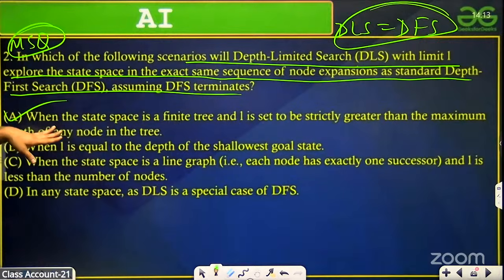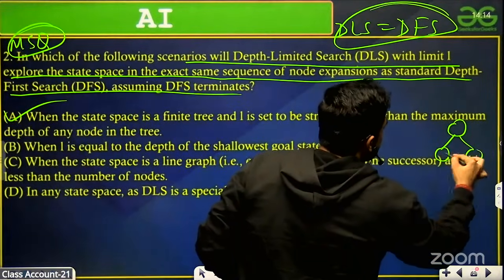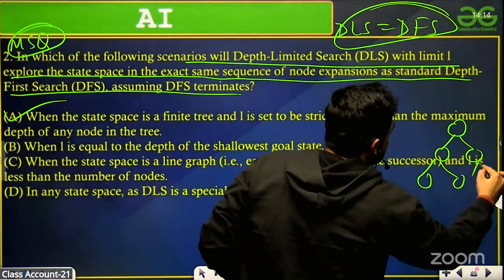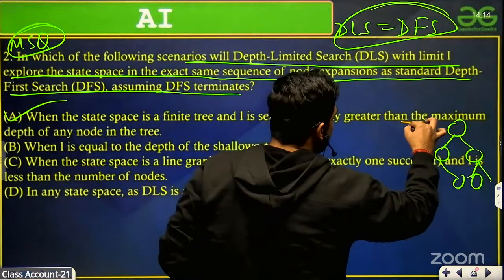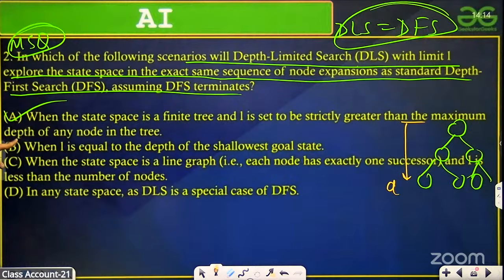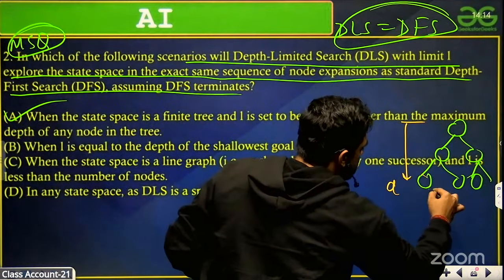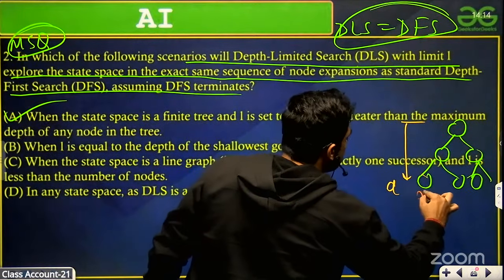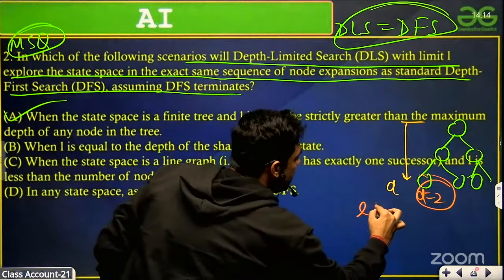Okay, for example, this is a tree, right? When I would be setting the depth, all depth greater than the maximum depth of any node in the tree. For example, the maximum depth of any node, here the d value is 2, the depth of the tree is 2. So I would be setting the value of L greater than d.